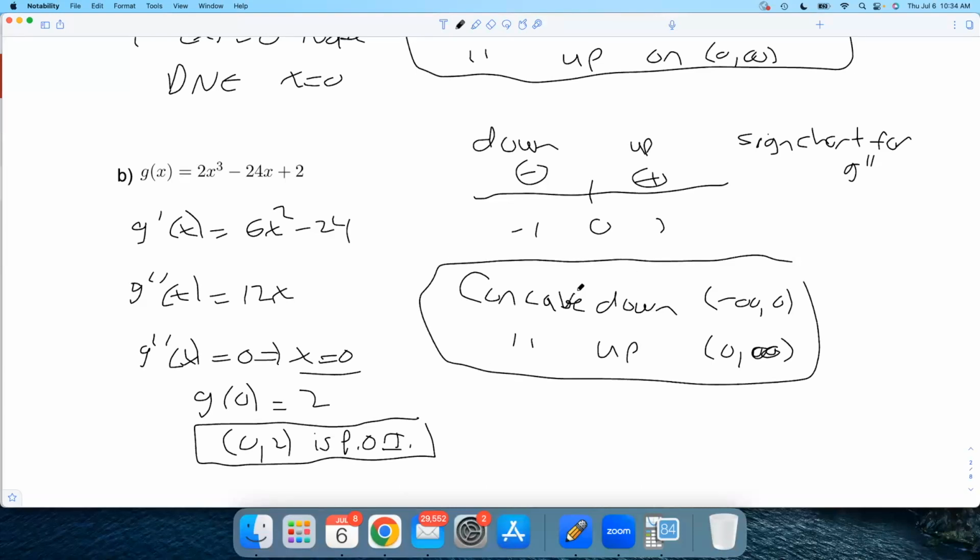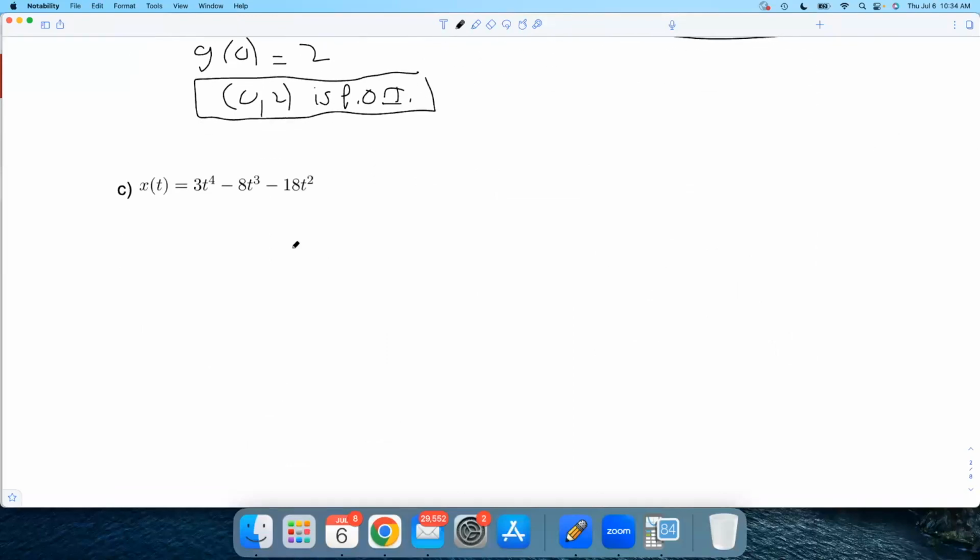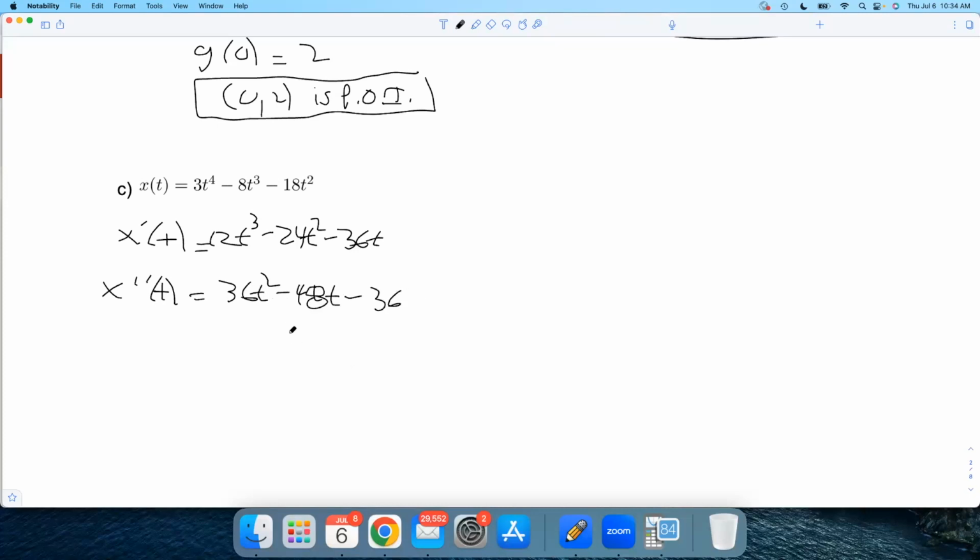It's an ugly figure. All right, what's next? Oh, we got another one. All right, let's take his derivative. So x prime, or the derivative of x with respect to t, will be 12t cubed minus 24t squared minus 36t. And his second derivative, what is that? 36t squared minus 48t minus 36.